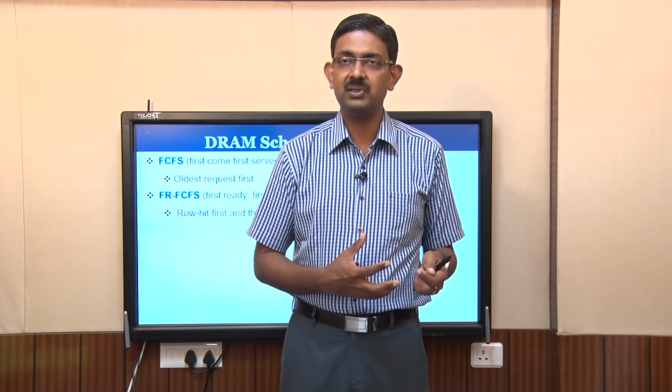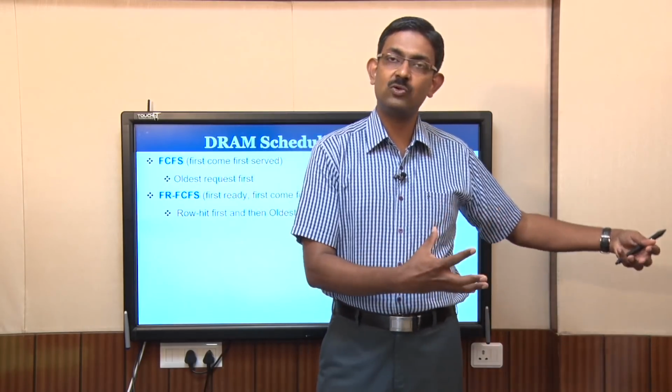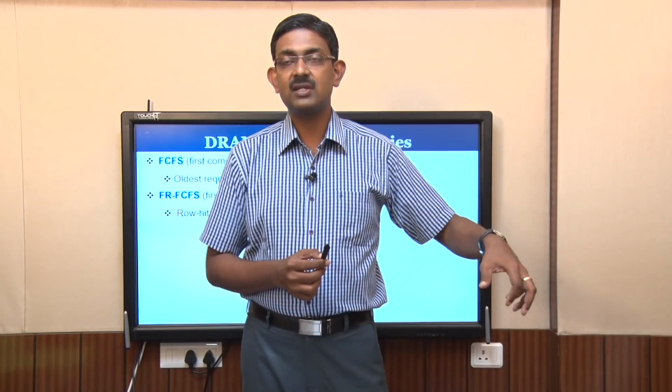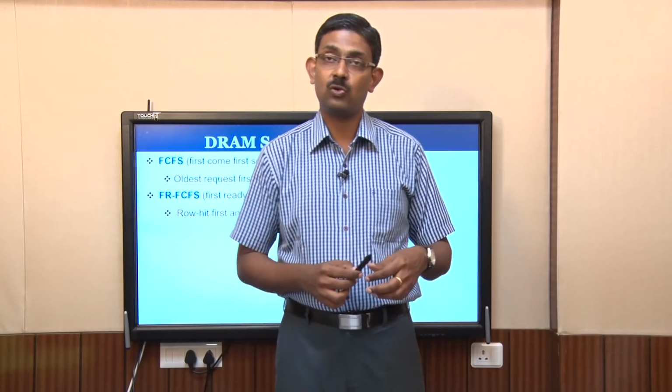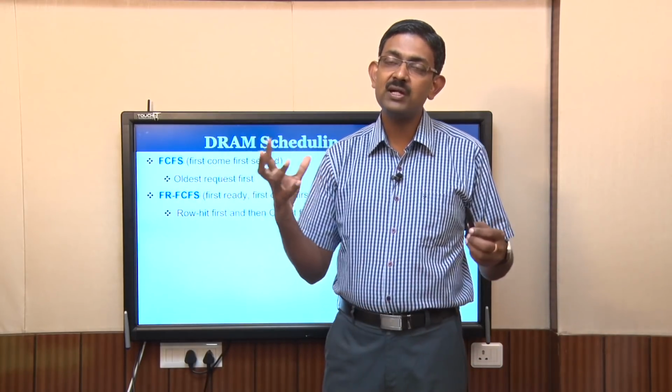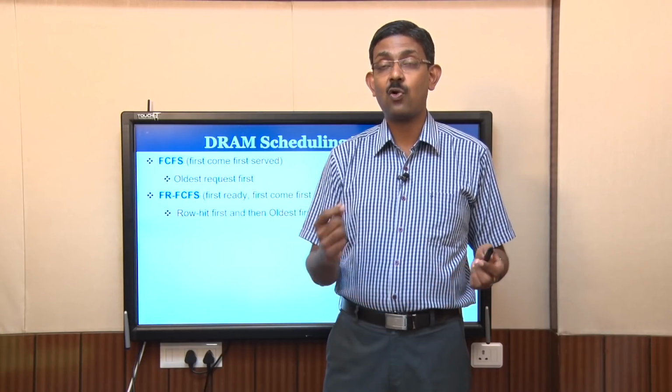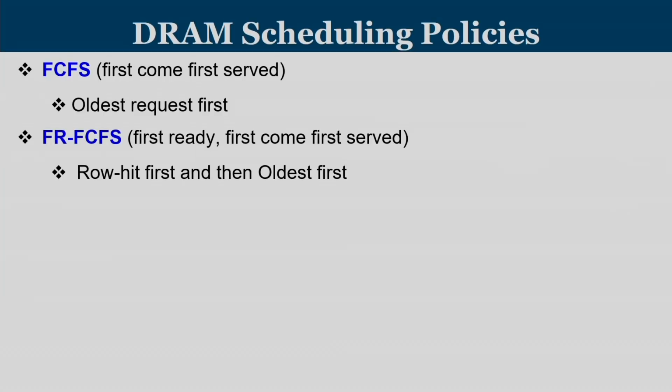So the idea is very simple. Once you get many requests, find out from this set which of these requests is to an already opened row, that is, the row is already ready. So first serve those requests which are part of an already opened row. That is known as first ready. And between them, you can use first come, first serve. So a row hit is serviced first, and only then do we go for the oldest request.